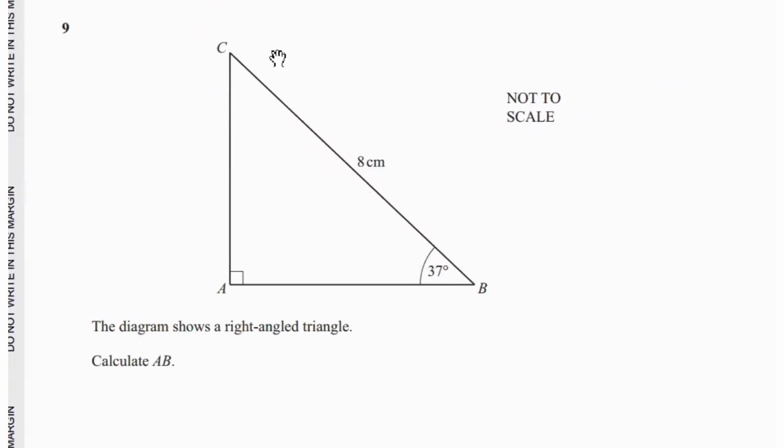Question 9 says the diagram shows a right angle triangle. Calculate AB. So AB is basically this length over here. We have this and we have this. So to calculate AB, we're going to use SOHCAHTOA. Now, why are we using SOHCAHTOA?